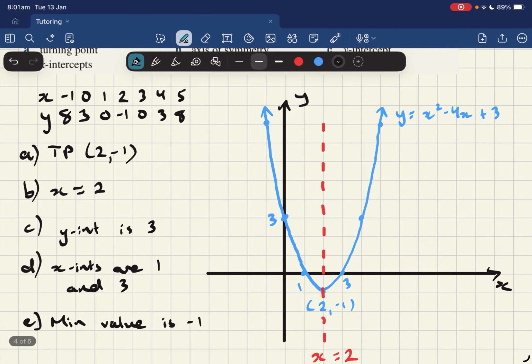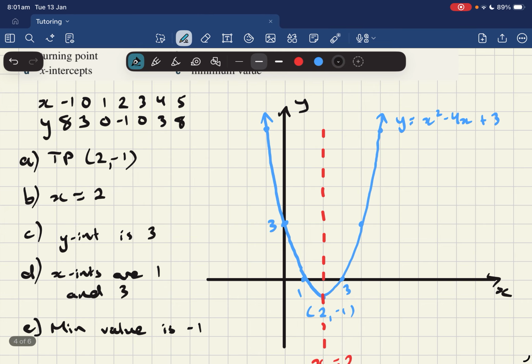So this is how we can sketch our graphs, our quadratic functions, using a table of values and identify all of the main key features. So remember, we have to label our graph, we have to label the vertex, label the axis of symmetry, our y-intercept and our x-intercepts also.